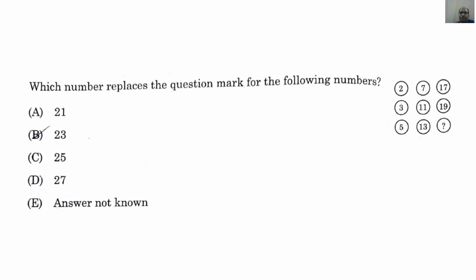Here we have seen how these prime numbers are written: 2, 3, 5, 7, 11. Consecutive prime numbers are there: 13, 17, 19. So the next consecutive prime number is 23. So here the answer will come as 23. And also we can see that all are prime numbers. So this 21 is not a prime number, 25 is not a prime number, 27 is not a prime number. The only prime number is 23.